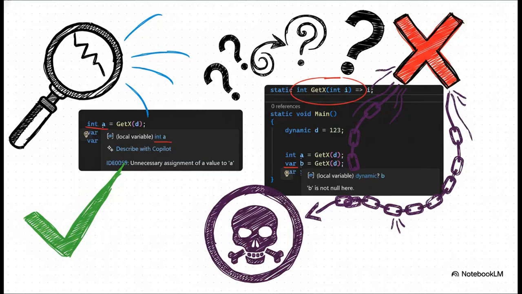If you hover your mouse over a in your IDE, you see exactly what you'd expect. It's an int. No surprise there. But then you look at b, and what? The compiler says it's dynamic. How is that even possible? We know the function returns an integer. It says so right in the signature. This is the heart of our whole mystery.